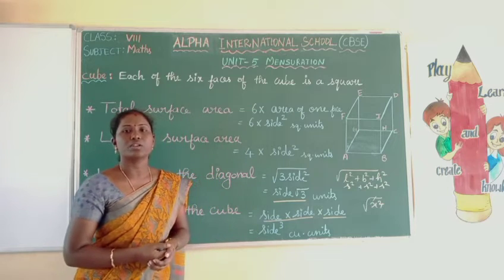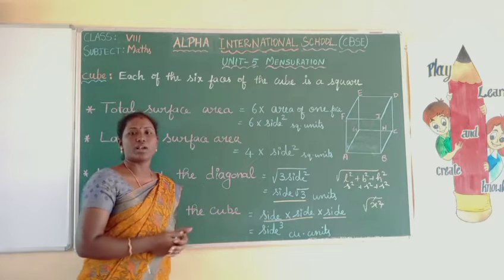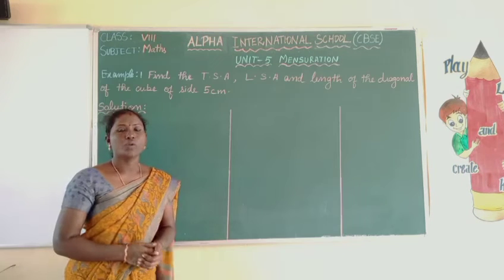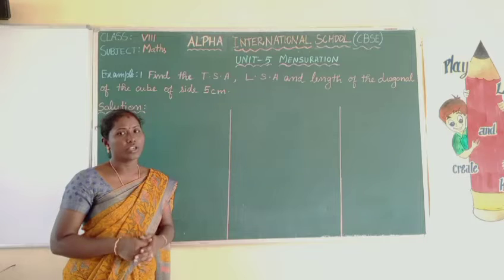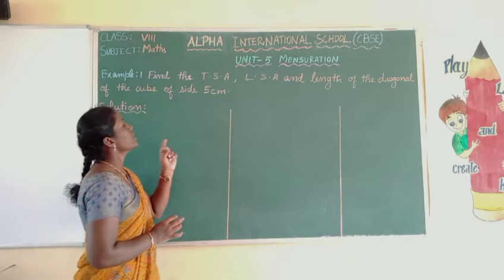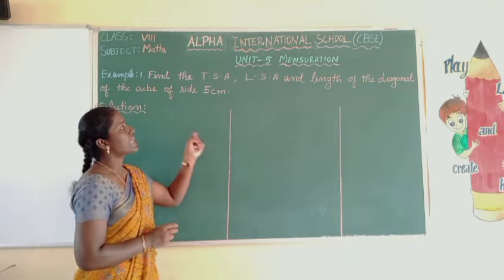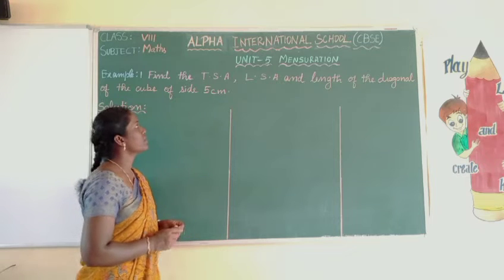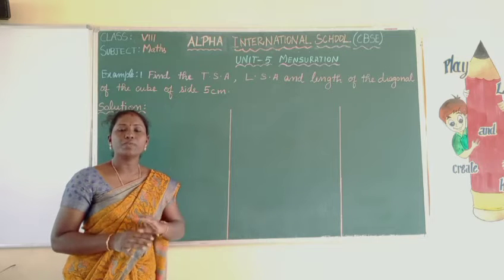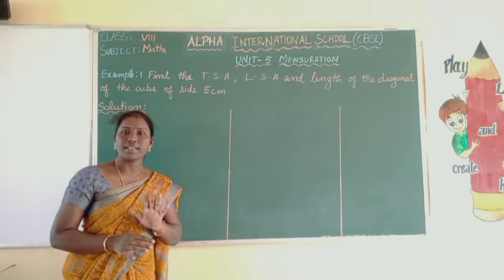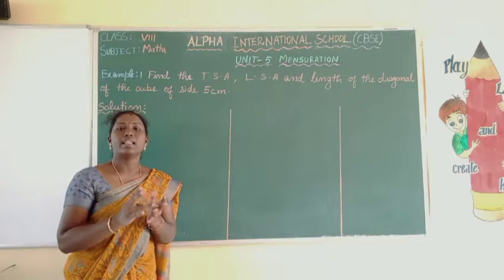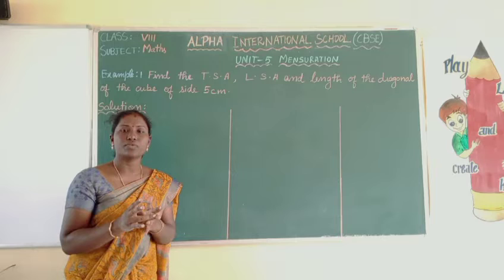Now we are going to solve the problems based on these formulas. Okay. So let us go to the exercise problem now. Now we will solve the first example based on cube. See, the question is a direct, clear question. Find the total surface area, lateral surface area and length of the diagonal of the cube of side 5 cm. For a cube, they gave the side as 5 cm. We just have to find the total surface area, lateral surface area and length of the diagonal.